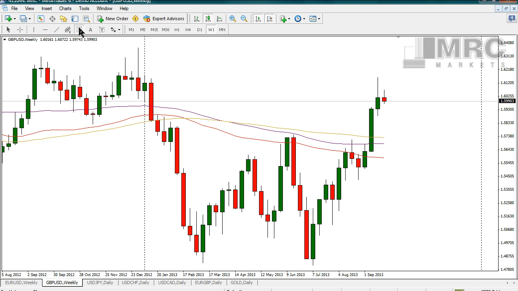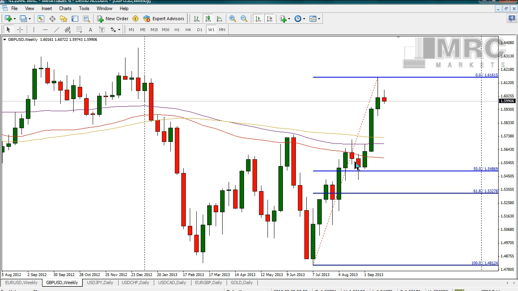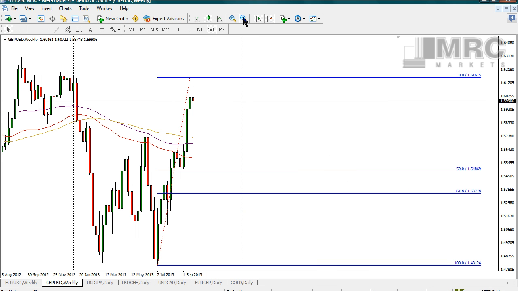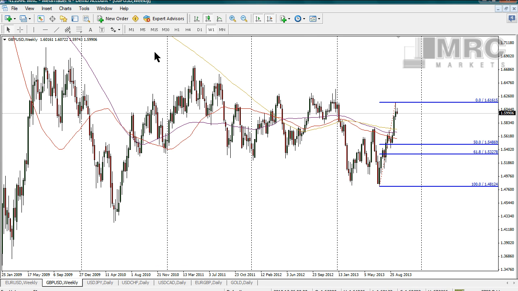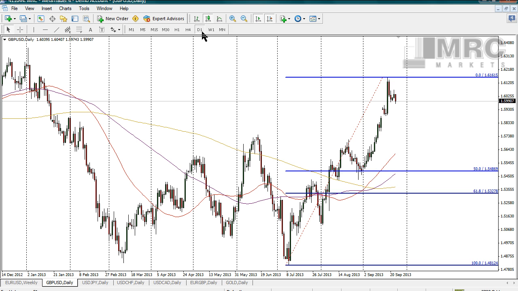In terms of the weekly players on cable, they'll be looking at this fib here. I would have thought previous support there as well at the 50%, so that could be an interesting one. That's the big obvious fib, and that's from the yearly low to the yearly high as well. If you look on the daily chart, I think that's a very interesting one to use as well. But a lot of people will be playing these smaller dips.